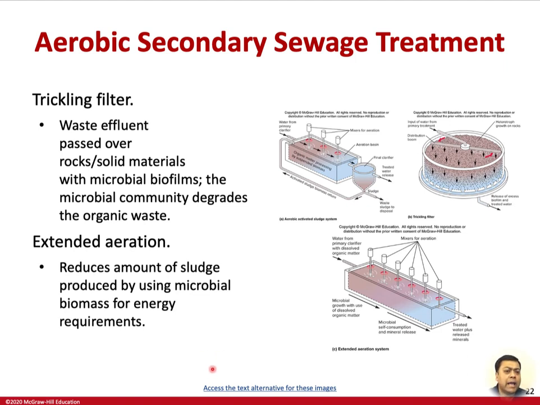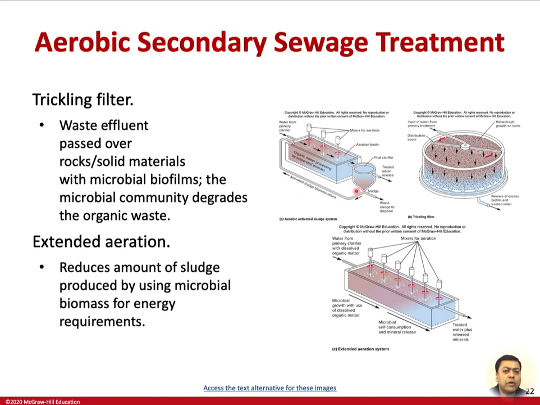What we are looking at, the trickling filter, is where waste effluent is passed over rocks or solid material with microbial biofilm. The microbial community degrades the organic waste by this process, and this is an aerobic process of secondary sewage treatment. Also, sometimes an extended aeration, which is shown here, is used, and this also reduces the amount of sludge produced by using microbial biomass for energy requirements. So that is what we are looking at in these different things.